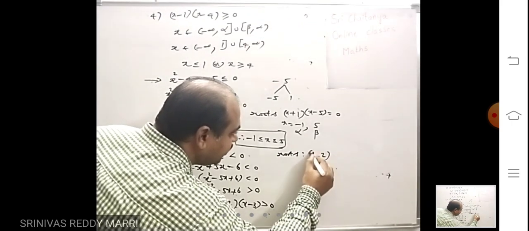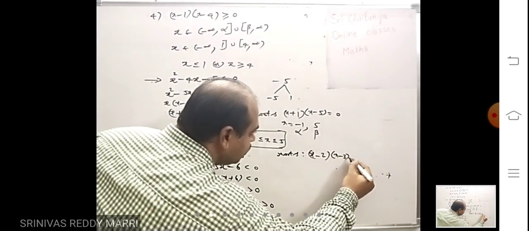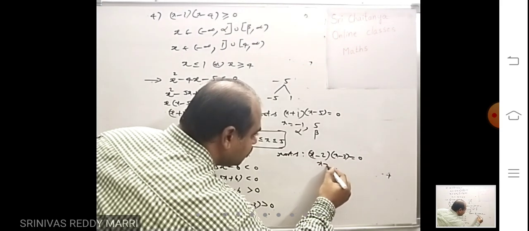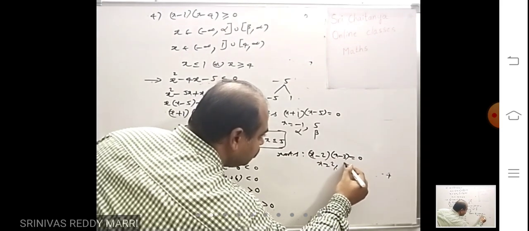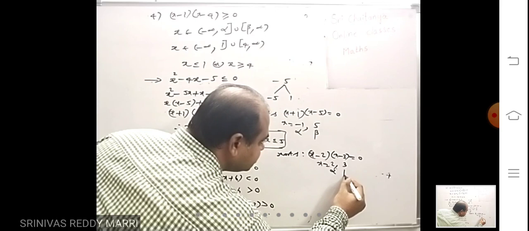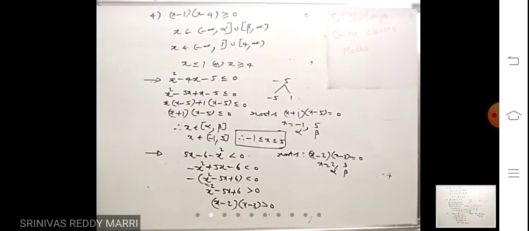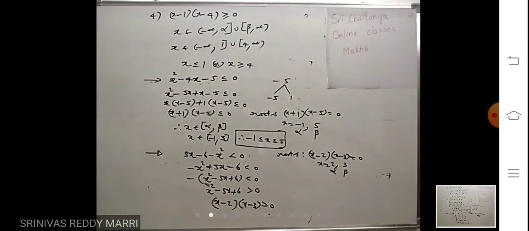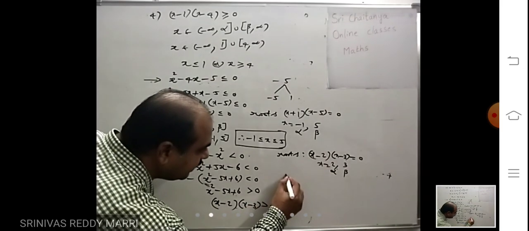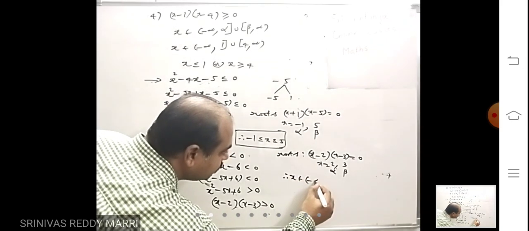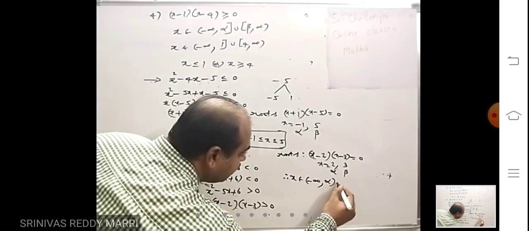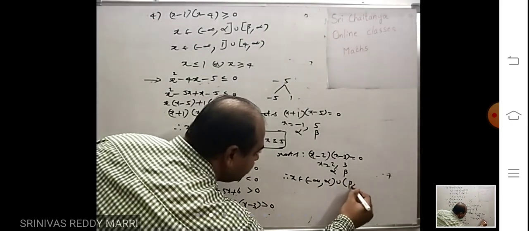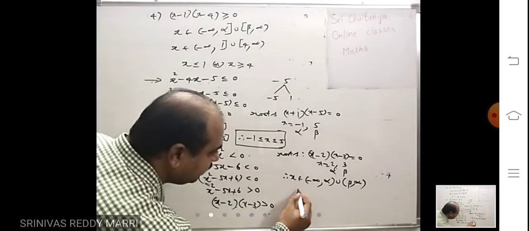Roots means x minus 2 into x minus 3 equal to 0. So x equal to 2, 3. Alpha is 2, beta is 3. Smallest one is what? 2. Biggest one is what? 3. So therefore what is the answer if greater than 0 is there? Therefore x belongs to minus infinity comma alpha union beta comma infinity.